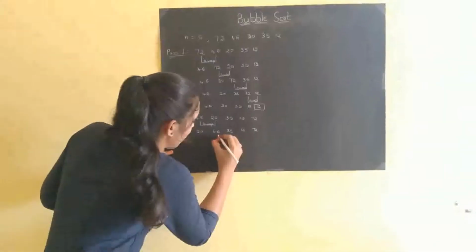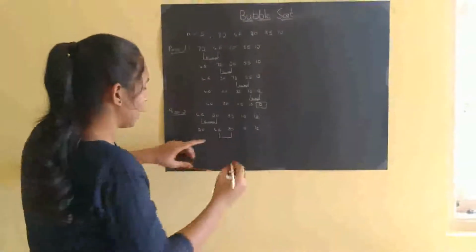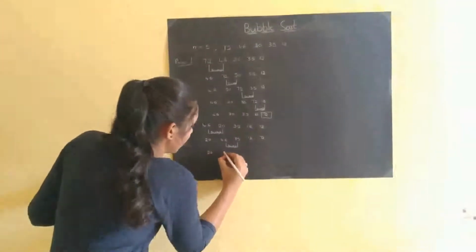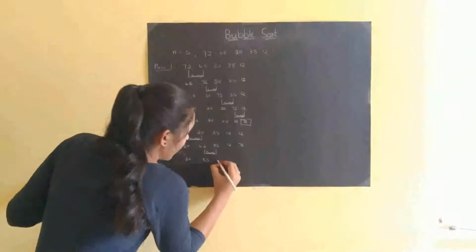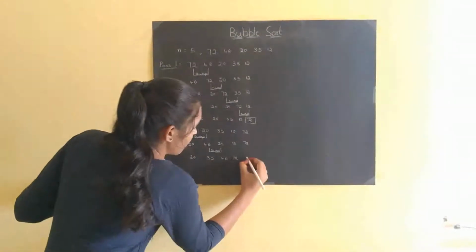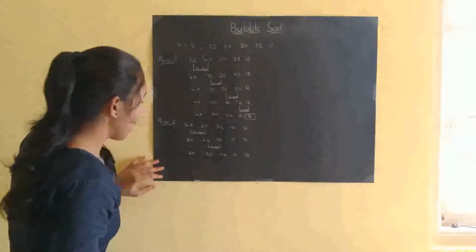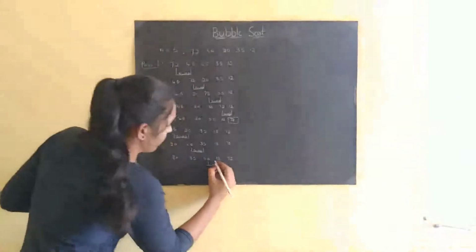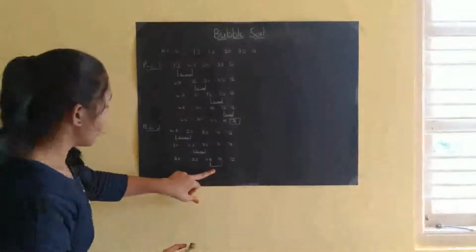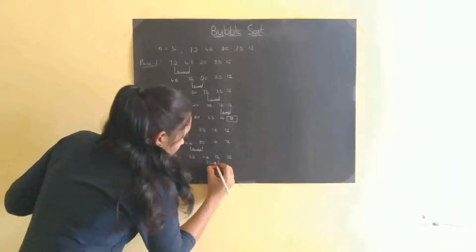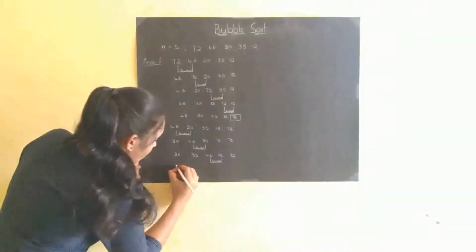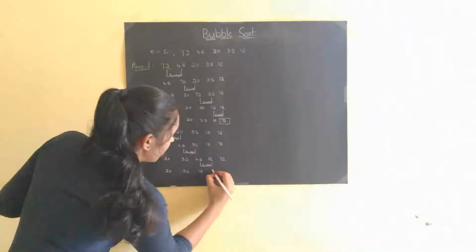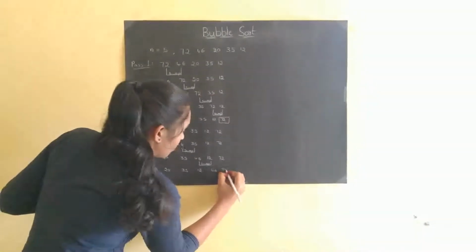Next we go with 46 and 35. Here 46 is greater than 35, so we are swapping. And we get 20, 35, 46, 12, 72. Next we are comparing 46 with 12. Here 46 is also greater than 12, so we are again swapping. Next we get the result as 20, 35, 12, 46, 72.